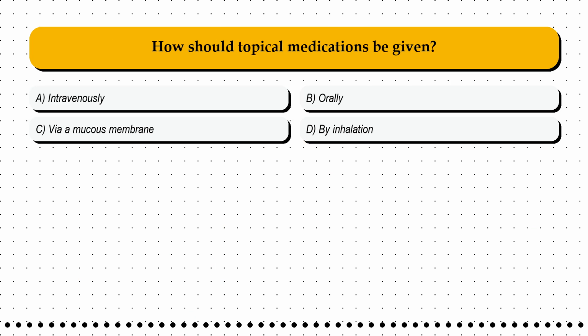Question 80. How should topical medications be given? Option A, intravenously. Option B, orally. Option C, via mucous membrane. Option D, by inhalation.